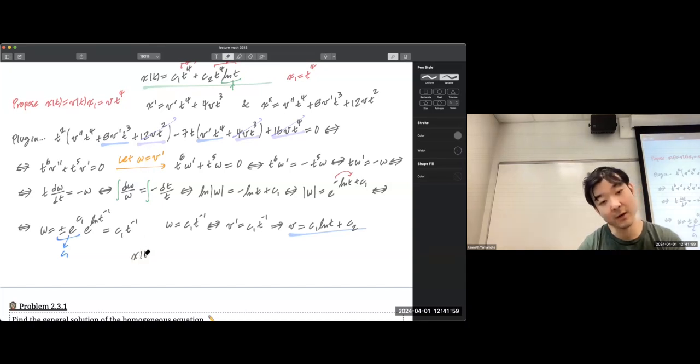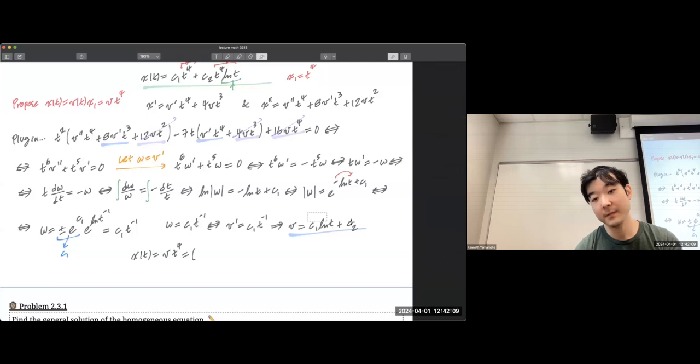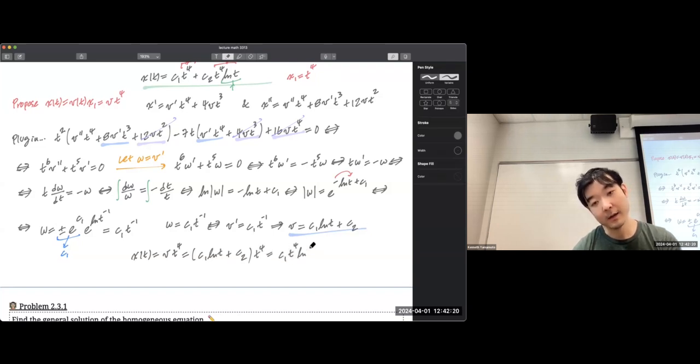So our solution is now x of t is equal to V times t to the 4th. Our V is this thing, times t to the 4th. If you multiply it out, it would be C1 t to the 4 ln of t plus C2 t to the 4, which is exactly the same answer we had just stated without justifying before.